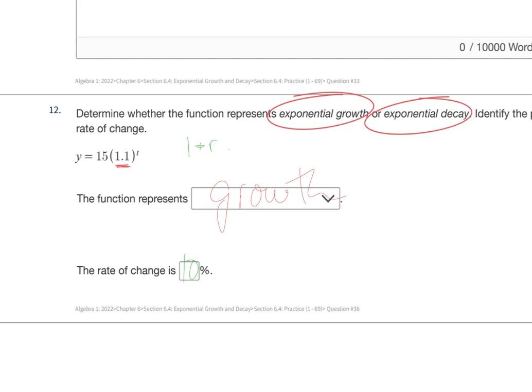And our rate of change is just going to be 10%, because, as we've said, 1 plus r equals 1.1. So if we subtract 1, we would get r equals 0.1, and boop, boop, that's 10%. Next.